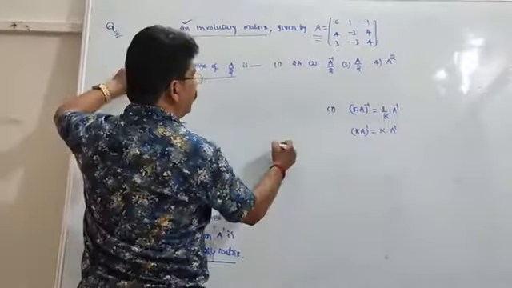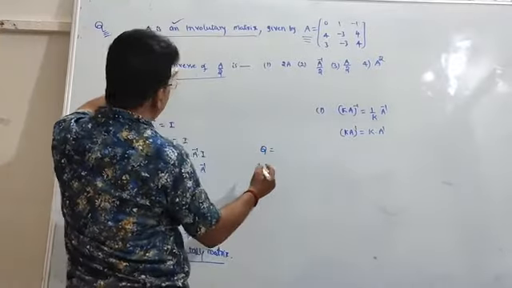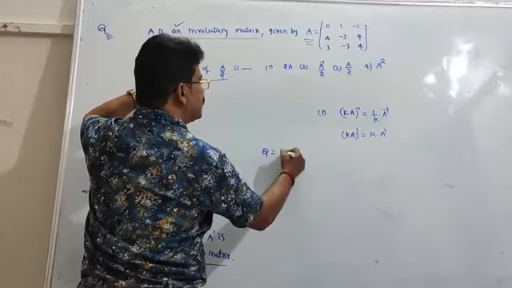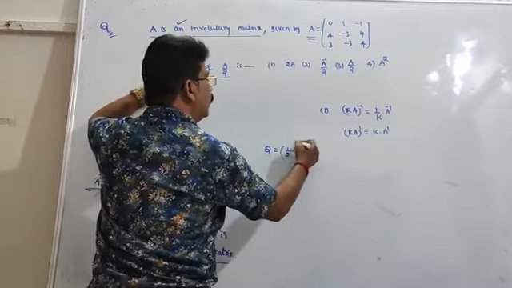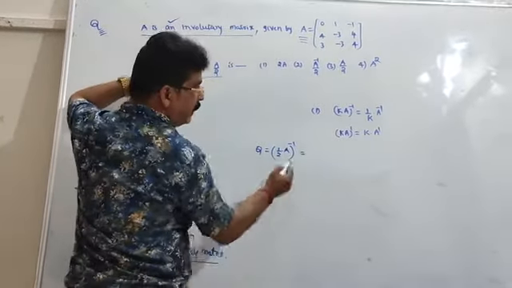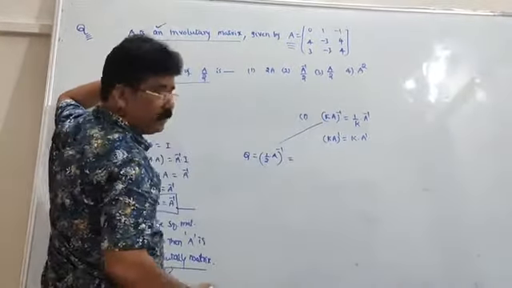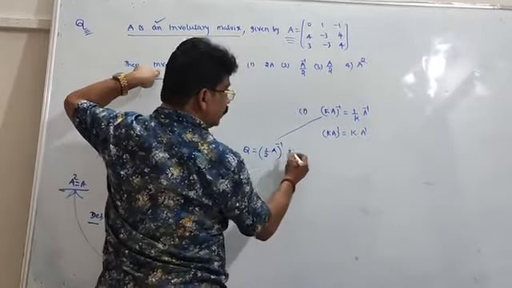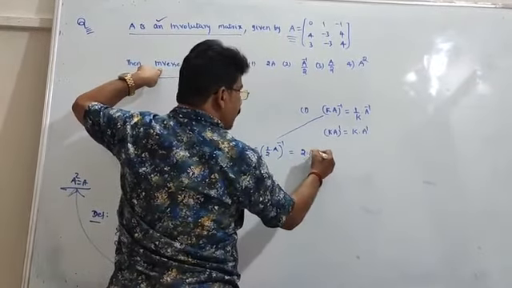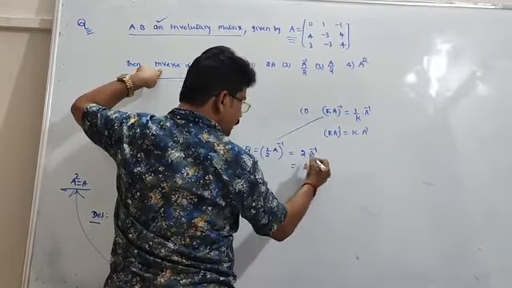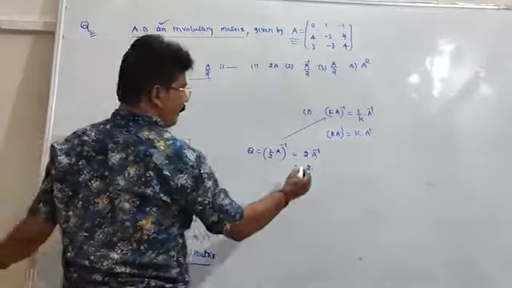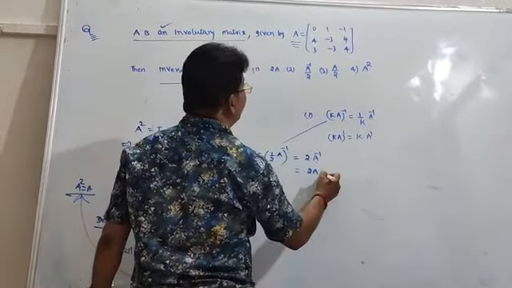Now the question: the inverse of A by 2 means 1 by 2 into A whole inverse. It is in the form of K into A whole inverse, where K value is 1 by 2. So it is 2 into A inverse, but A inverse equal to A. So the answer is 2A.